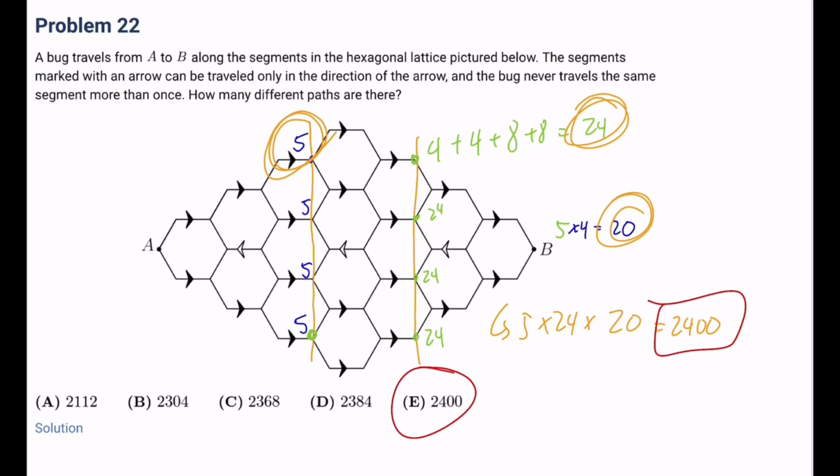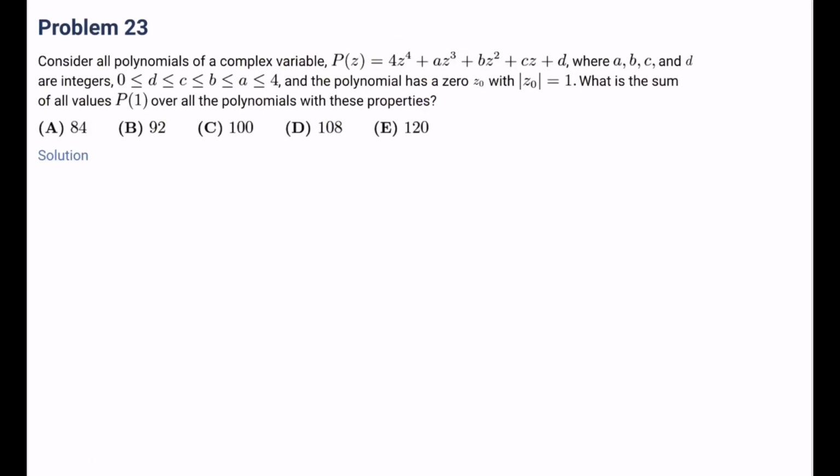It's E. Problem number 23. Consider all polynomials of a complex variable p(z) equals this thing, where a, b, c, and d are integers. This holds true, and the polynomial has a zero, z0, with the magnitude of z0 being 1. What is the sum of all values p(1) over all the polynomials with these properties?